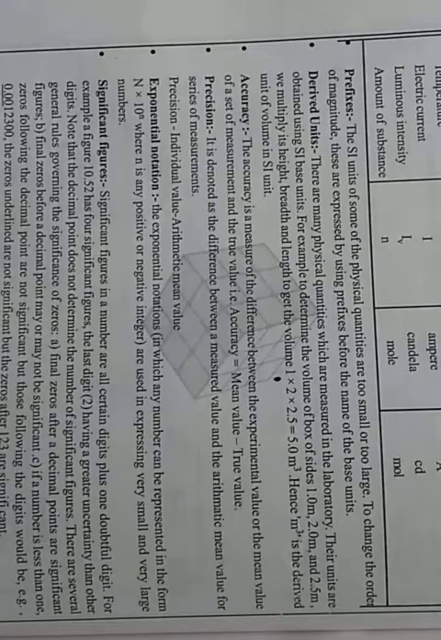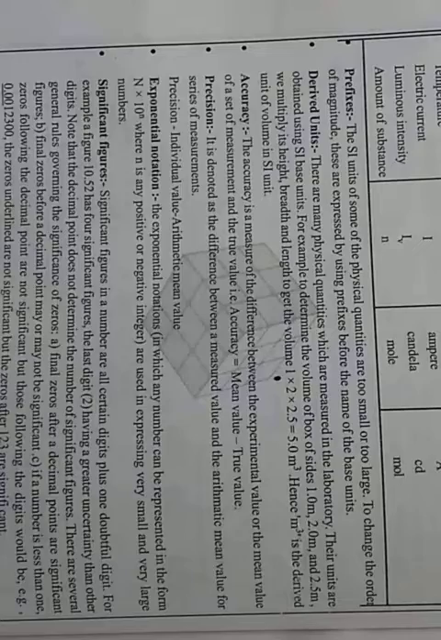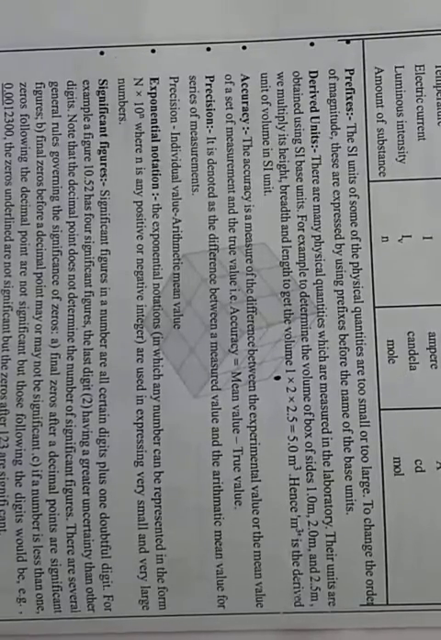Final zeros after the decimal point are significant. If a zero is after the decimal point, it becomes significant. For example, 1.0 means two significant figures, and 1.00 means three significant figures. Final zeros before the decimal point may or may not be significant. If a number is less than 1, zeros following the decimal point are not significant, but zeros that come between two non-zero digits become significant.